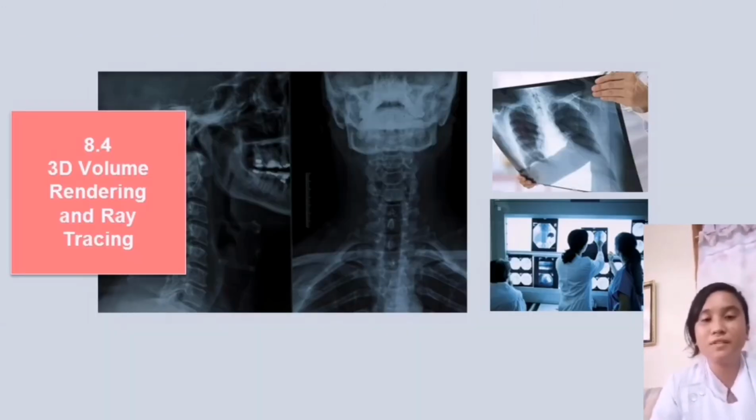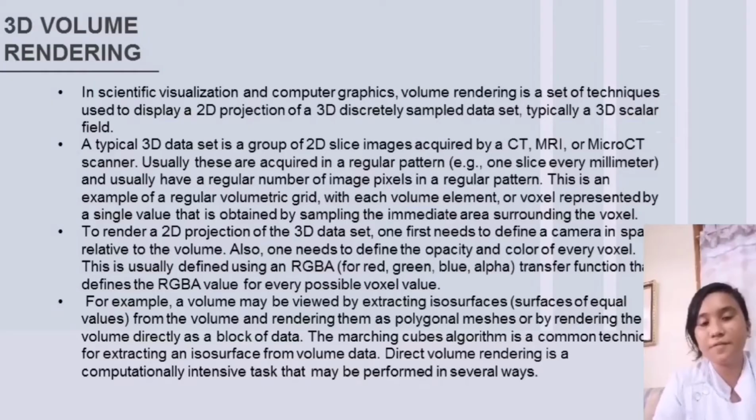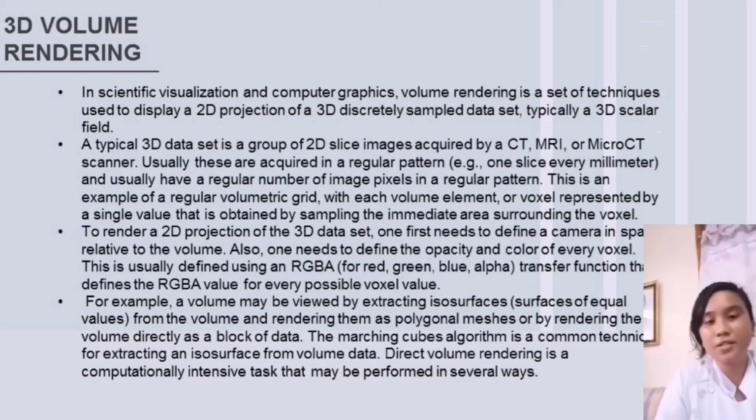Let's proceed to 3D volume rendering. In scientific visualization and computer graphics, volume rendering is a set of techniques used to display a 2D projection of a 3D discretely sampled data set, typically a 3D scalar field. A typical 3D data set is a group of 2D slice images acquired by a CT scan, MRI, or micro CT scanner. Usually, these are acquired in a regular pattern.